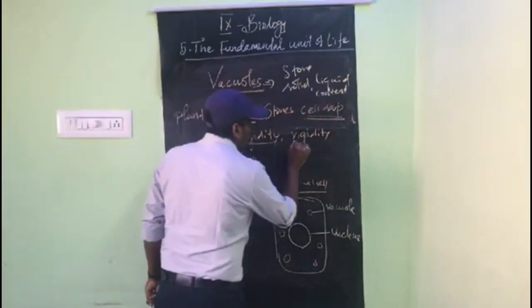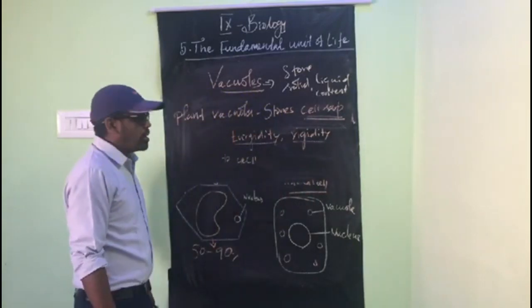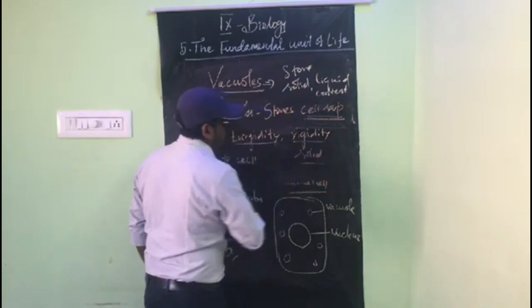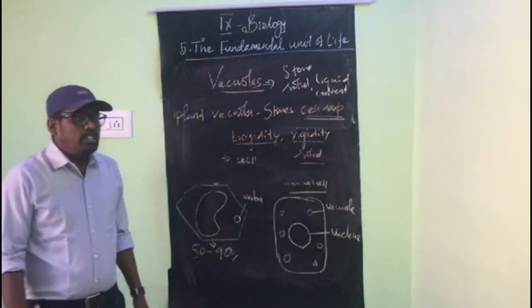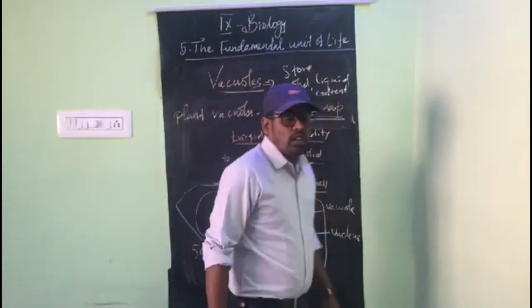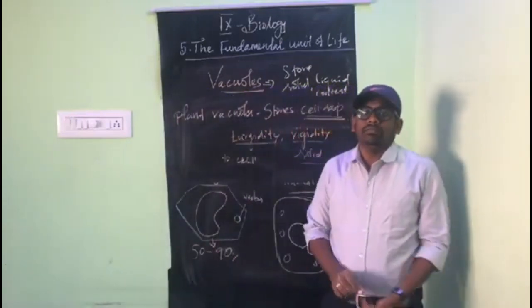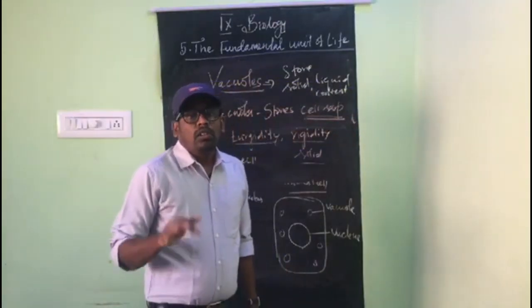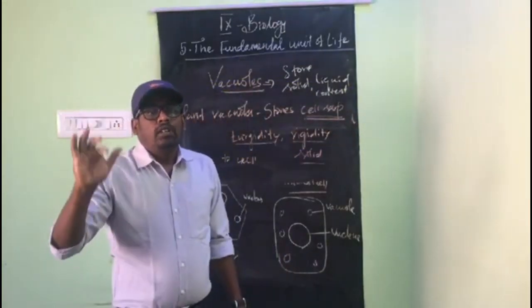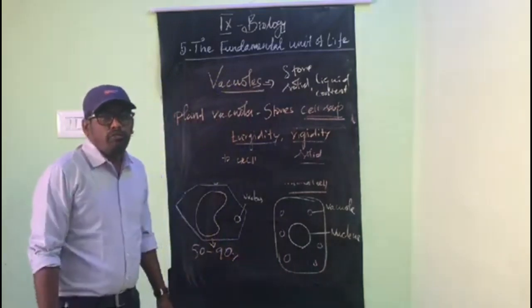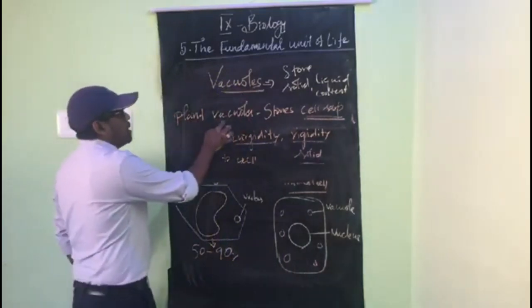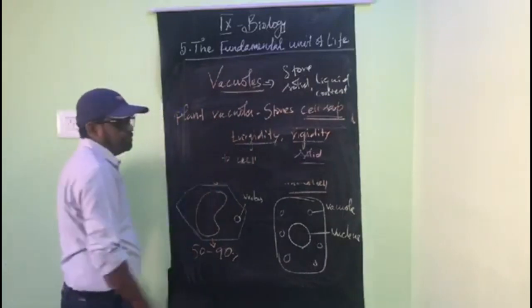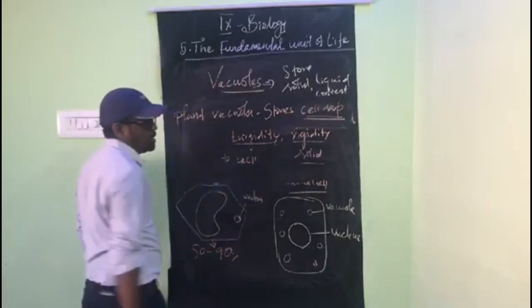And it also gives rigidity. We know what rigidity is: a solid or strong nature. For example, we use the term in the cell wall. The cell wall contains more amount of cellulose, and this only gives the rigidity to the cell. We studied this before. The same way, when the plant vacuole stores the cell sap, it gives turgidity and rigidity to the cell.